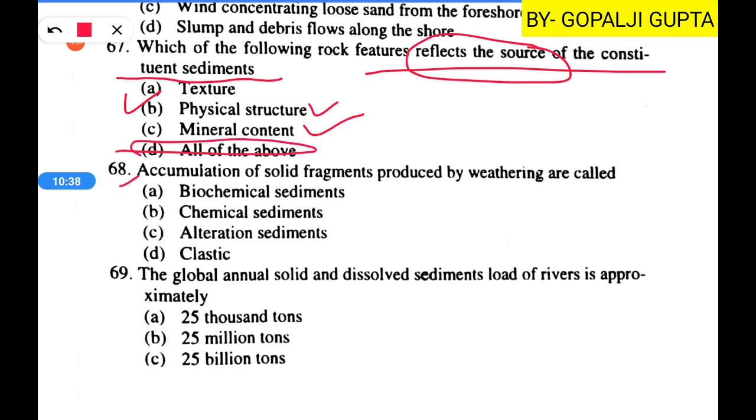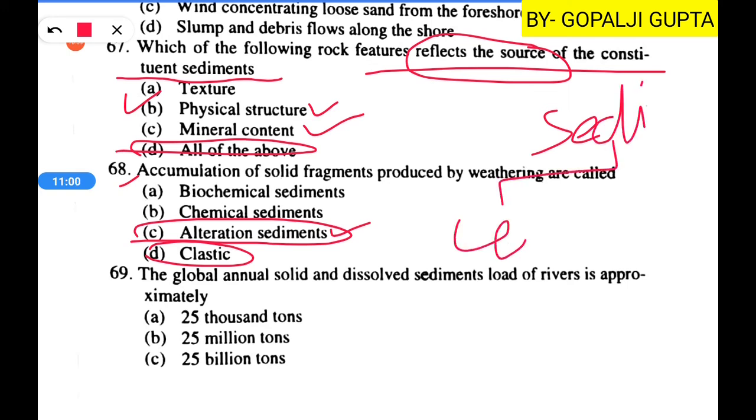Then the next question is, the accumulation of solid fragments which are produced by weathering are called the alteration sediments. But we will not use the term clastic. Clastic is a rock. As we saw about the sedimentary rocks, we said these are the clastic rocks and non-clastic rocks. So clastic is a rock, while the alteration sediments are the fragments which are produced by weathering. So that's all for today.